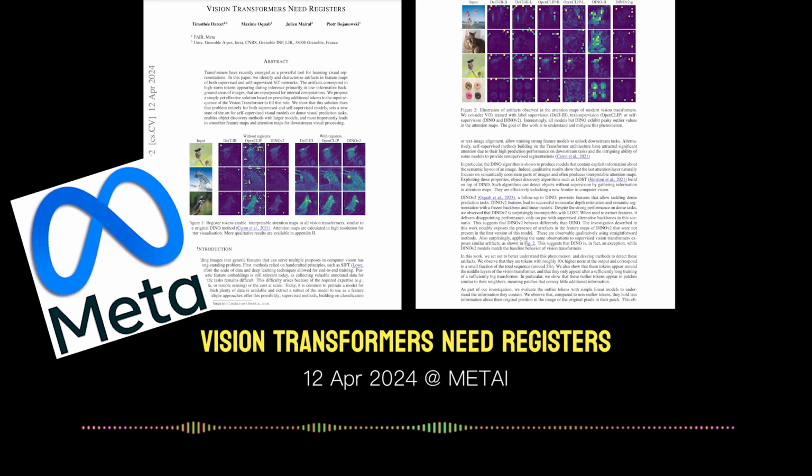So the researchers look mostly at DINOv2, a self-supervised ViT model, but they saw this in other ViTs too, like DeiT-III and OpenCLIP. So today we're going to break down what these artifacts are, why they matter, and what these guys propose we do about it.